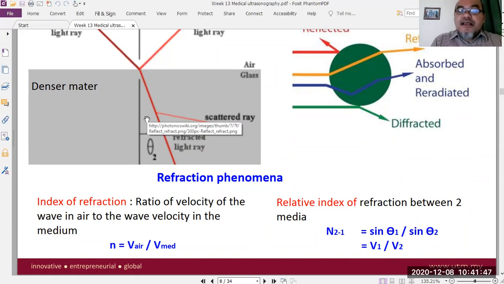So here we see that if the wave is coming from air into our body, which is denser, then we can expect that sin theta 2 will be higher than sin theta 1. Okay, so it will be refracted away from the normal line, the perpendicular line, because it travels faster than in the air.